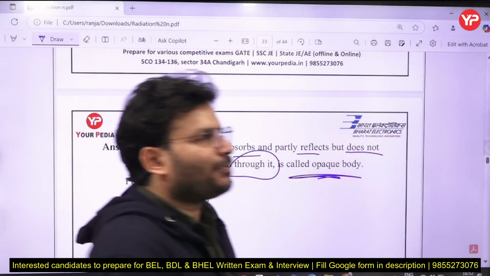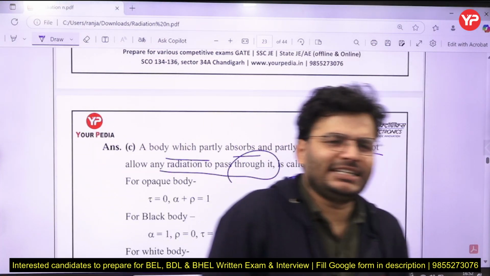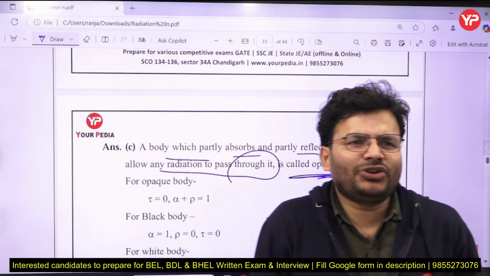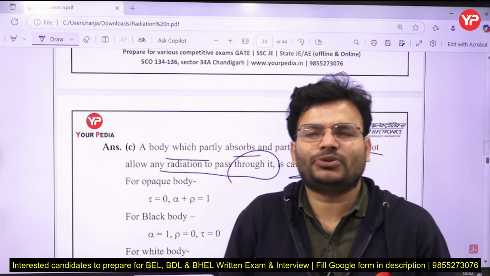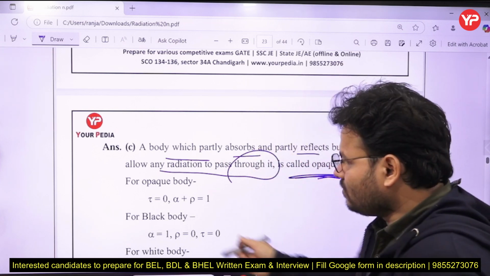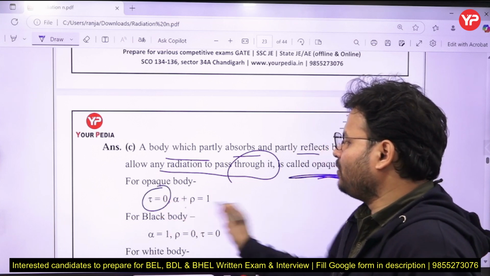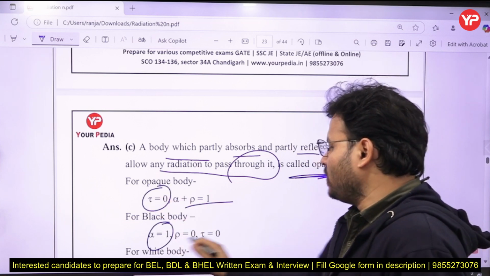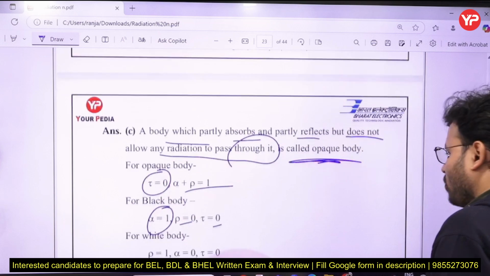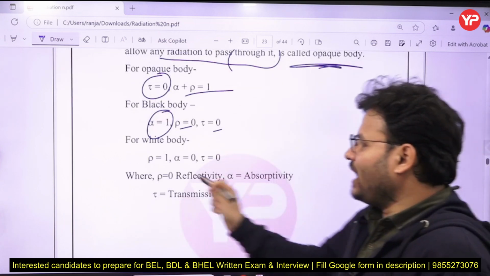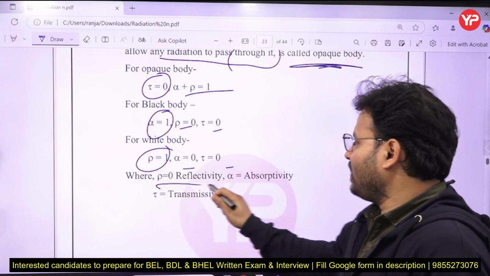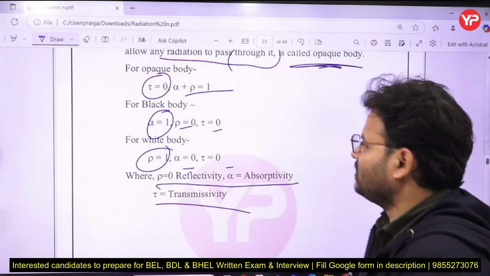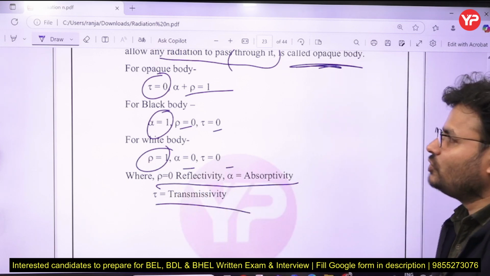So try to keep that point in your mind that radiation is basically a volumetric phenomenon, but in case of an opaque surface, radiation becomes a surface phenomenon. Here tau is 0 for an opaque body. For a black body, alpha is equal to 1 because it is going to absorb all the incident radiation. For a white body, rho is equal to 1, alpha and tau are 0, where rho is reflectivity, alpha is absorptivity and tau is transmissivity. So that was the very simple thing you have to keep in mind.